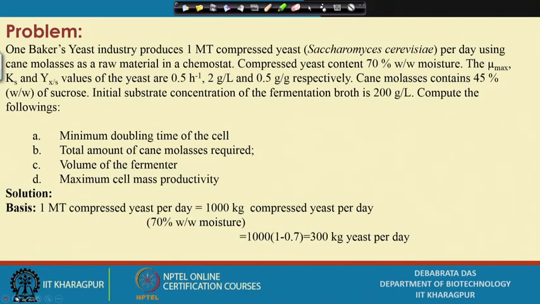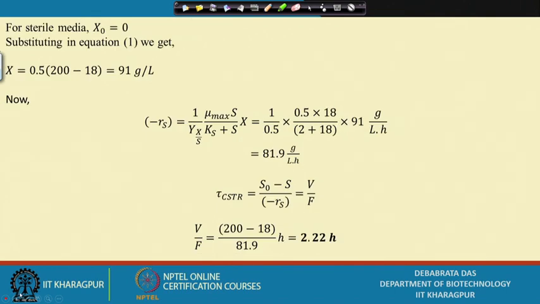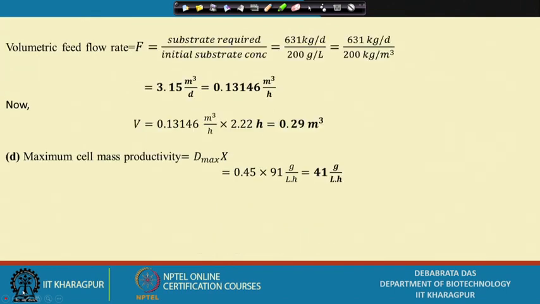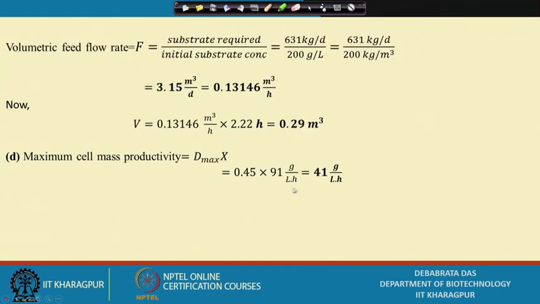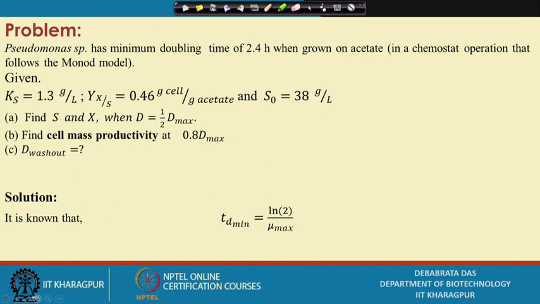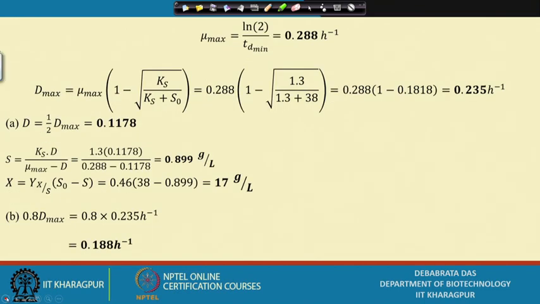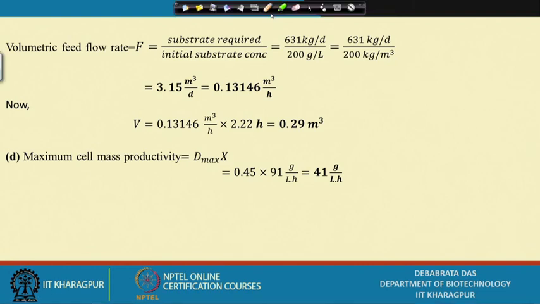Now, maximum cell productivity we still have to find out. The x value we have to determine, and this x value we find is about 91 grams per liter. This unit is hour inverse. So it will come around 41 grams per liter per hour. So, this is how we can solve this equation.